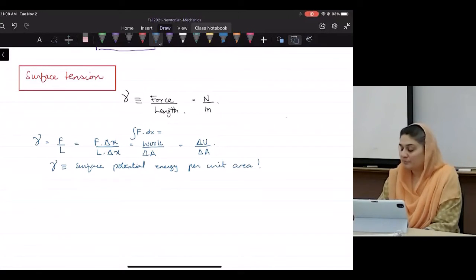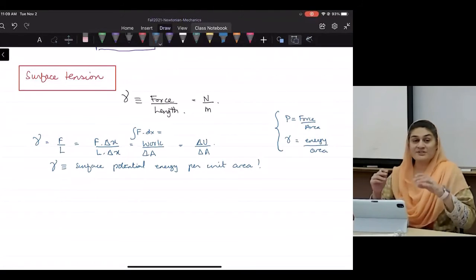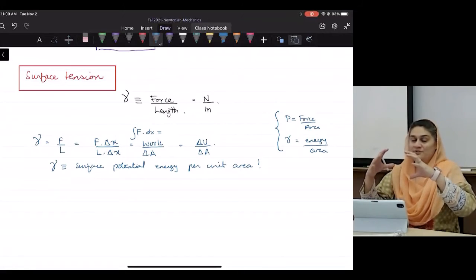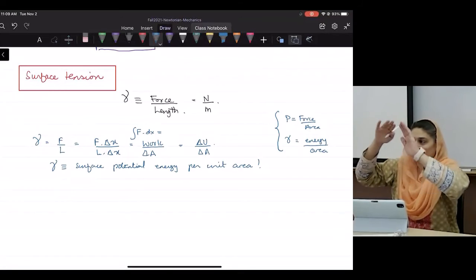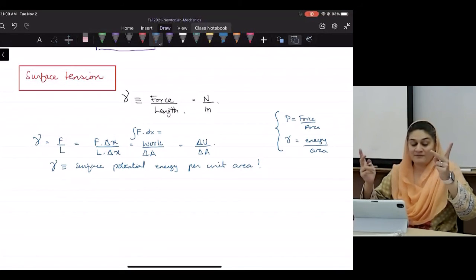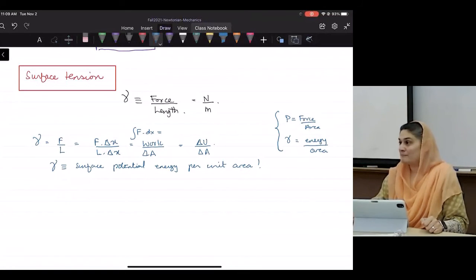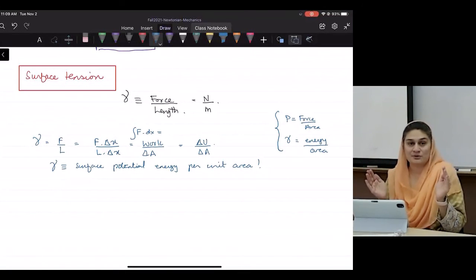So remember, pressure was force per unit area. Surface tension is energy per unit area. And remember, when you have two surfaces, you have to multiply by 2. For example, if you have a soap bubble, how many surfaces does it have? One on the outside and one on the inside. So when you have two surfaces, you have to do twice the surface area, twice the surface tension, because it has to maintain both surfaces in order to exist.